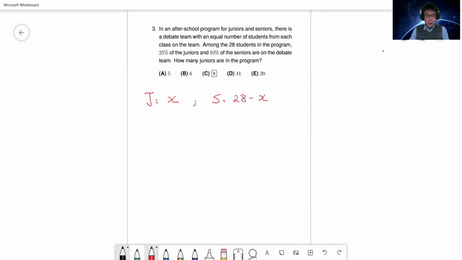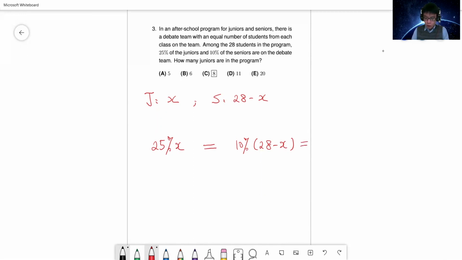And next, we have 25% of junior students join this debate team, and 10% of the senior students join this debate team. The problem says that we have an equal number of students from each class. That means these two numbers are equal. From here, we can solve for the value of x.